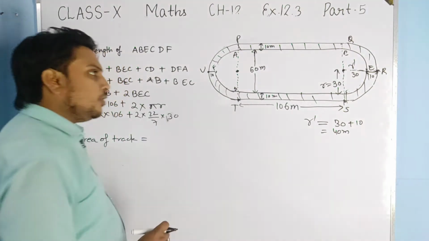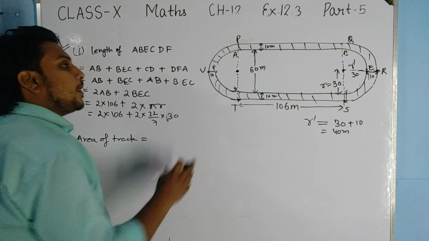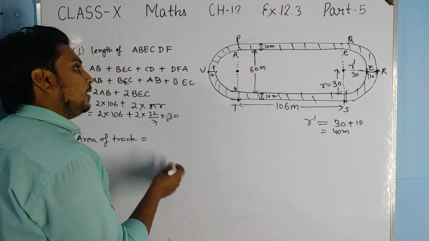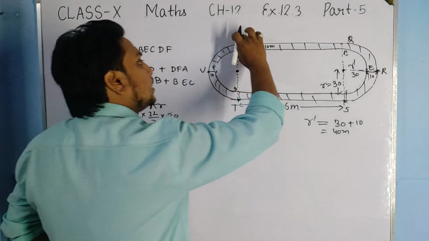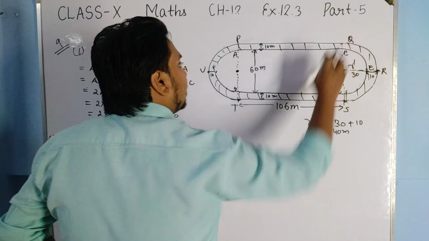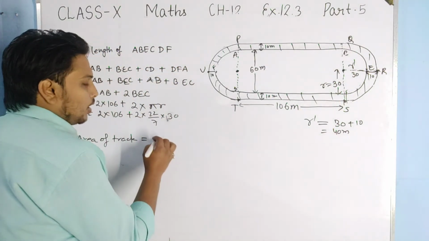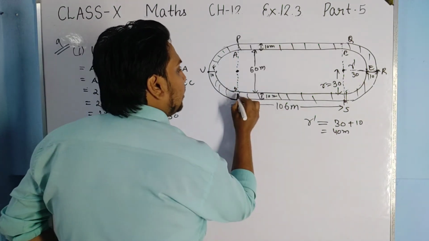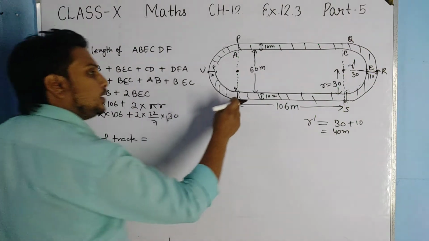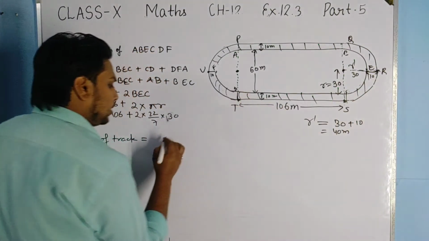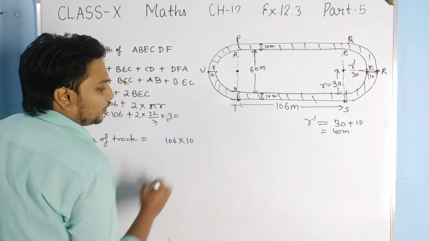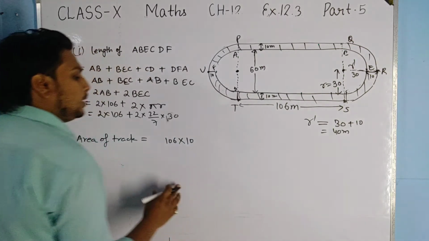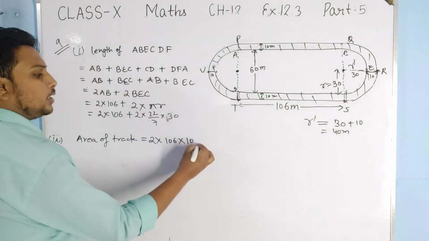So how will we find the area? See, instead of writing the whole name, I am just finding the area. How will we find the area? See students, this shape is a rectangle, okay. So the length of that rectangle is 106 meter, and breadth is 10 meter. So 106 into 10. But the same rectangle, the same shape is here also, which means it is 2 times. So 2 into 106 into 10.